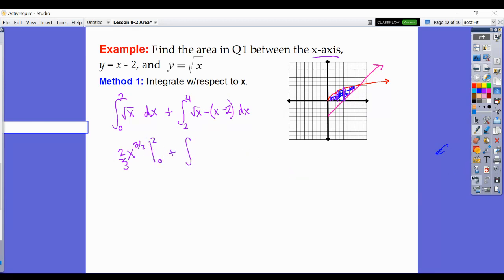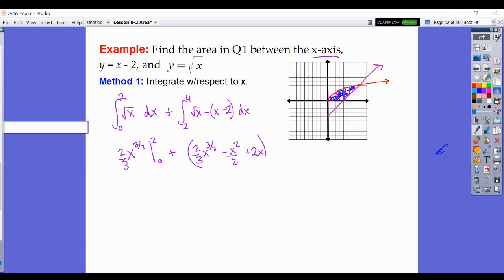Oops, no interval sign on that one. And then we need to do that again here. So the antiderivative of square root of x we just did is 2/3 x to the 3/2. This is negative x, so minus x squared over 2. And then don't forget this minus negative is actually plus 2. So the antiderivative of positive 2 is 2x.